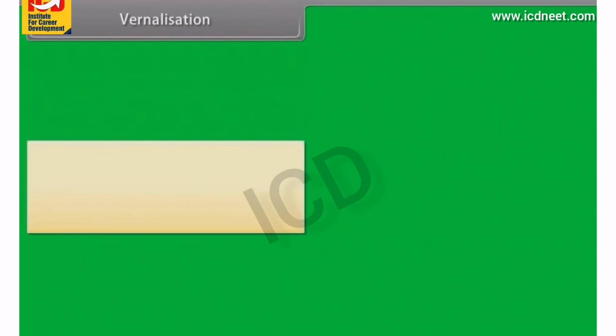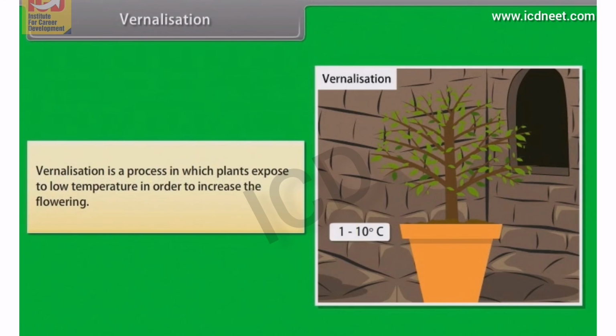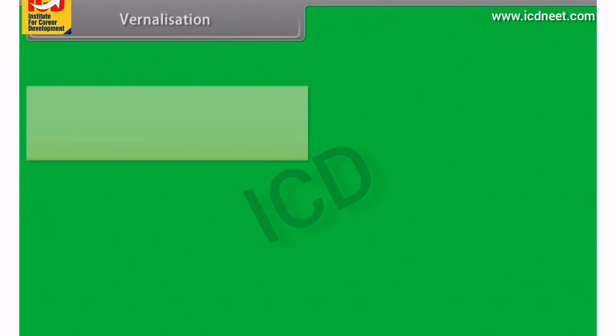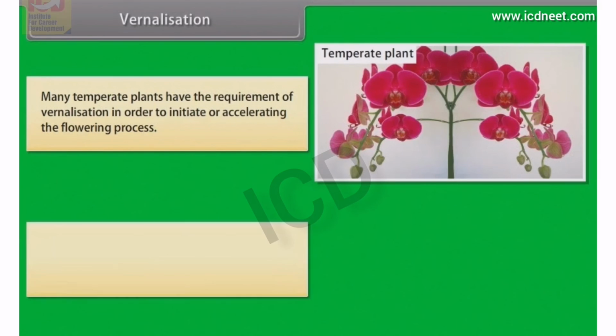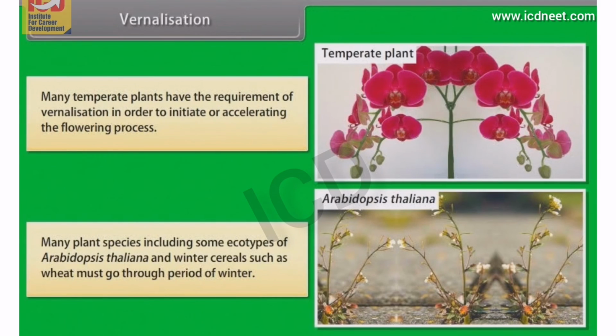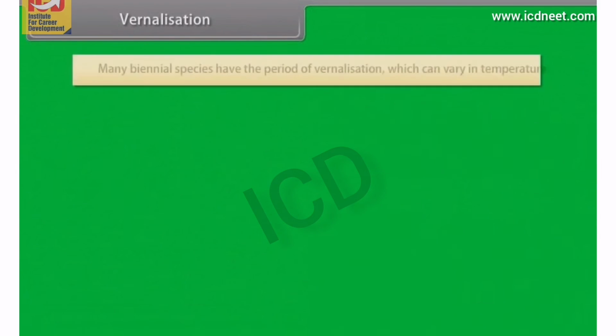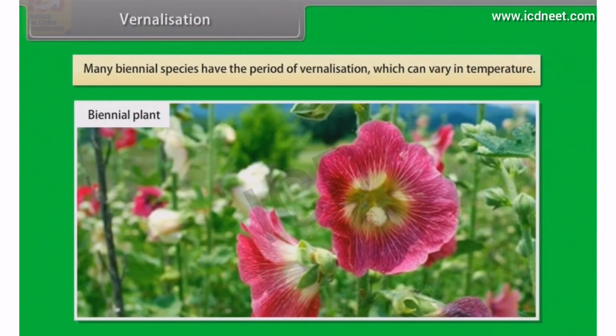Vernalization. Vernalization is a process in which plants are exposed to low temperature in order to increase flowering. Many temperate plants have the requirement of vernalization in order to initiate or accelerate the flowering process. Many plant species, including some ecotypes of Arabidopsis thaliana, and winter cereals such as wheat, must go through a period of winter. Many biennial species have a period of vernalization, which can vary in temperature.